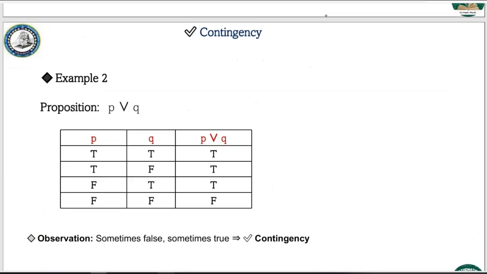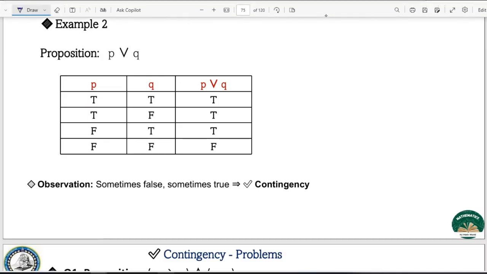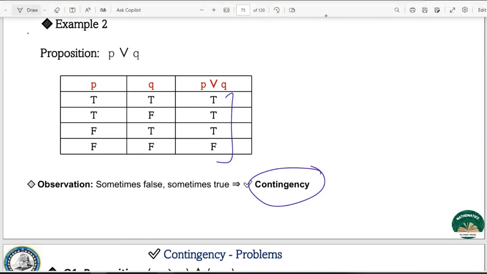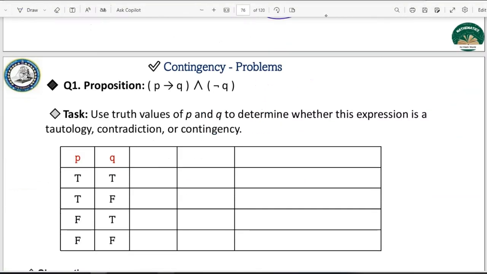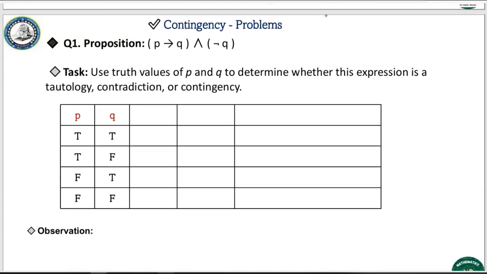Now let's take an example of disjunction. If you take disjunction, when it is F and F, it is F, and the remaining are all T. Disjunction is an example of a contingency, because we have a mixture of T and F. Then, if a proposition is given, we have to check whether it is a tautology, contradiction, or contingency. We can prove which it is.